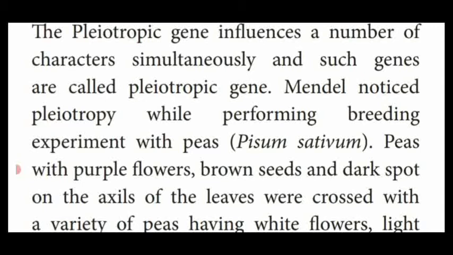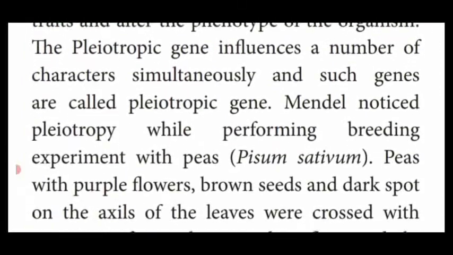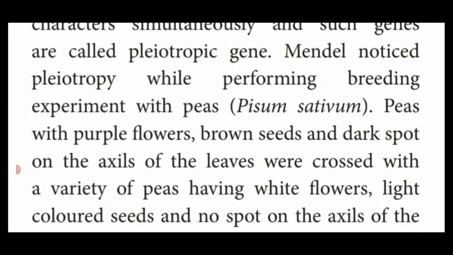First one, what is pleiotropy? Pleiotropy is the phenomenon in which a single gene affects multiple characters and makes a change in, or alters, the phenotype of an organism. So a pleiotropic gene influences a number of characters simultaneously, and such genes are named as pleiotropic genes.